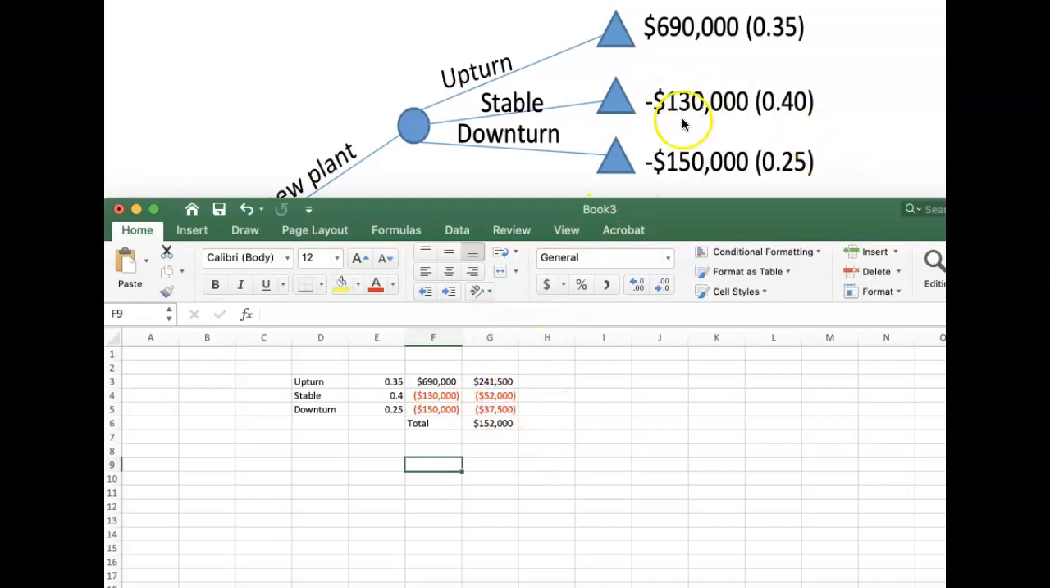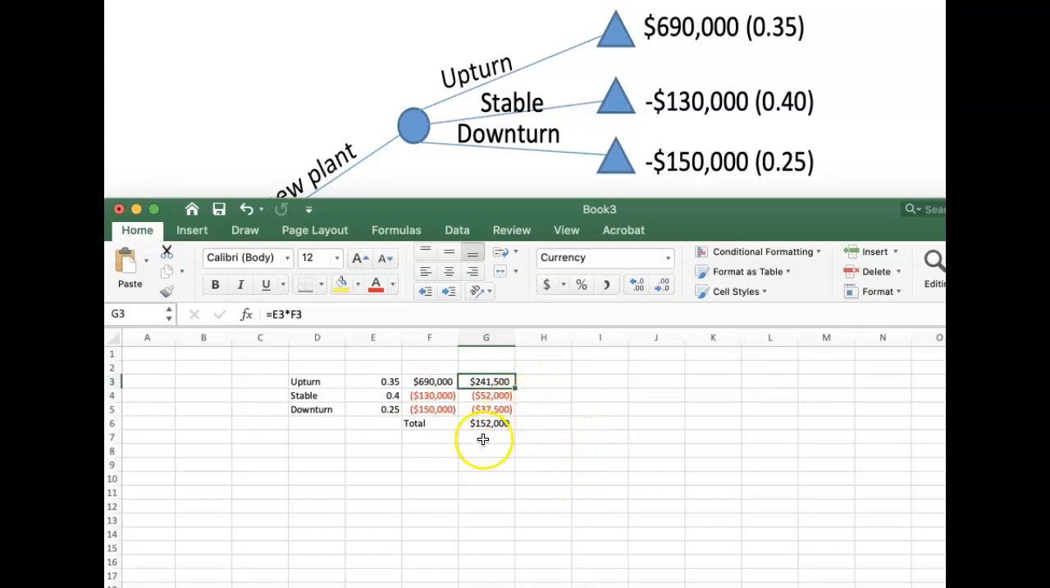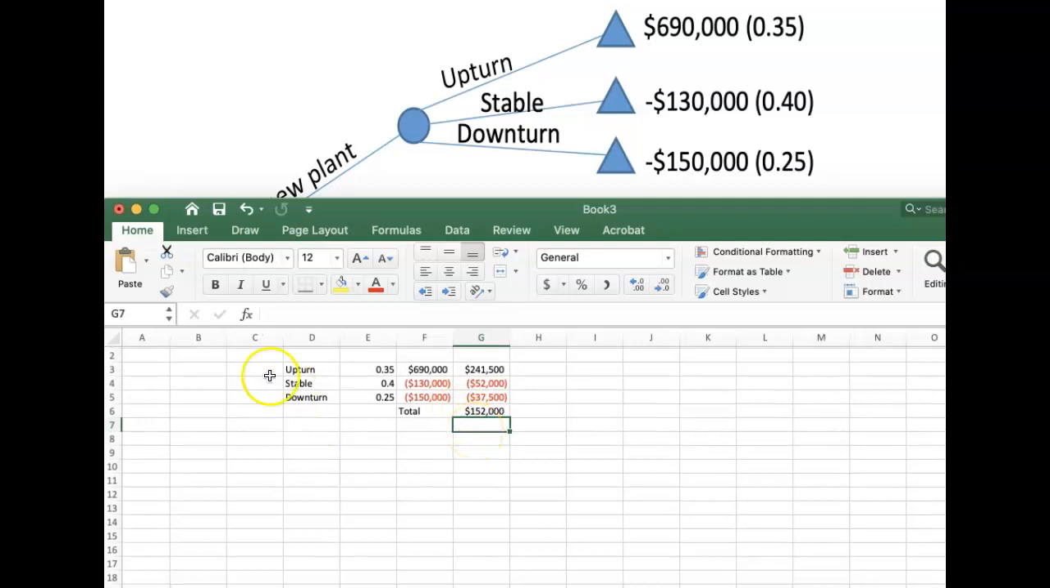25%. These numbers, if in real life, I would probably just take the average of these and say that there was a 65% chance that we would lose money. But there was a 35% chance that we would make 690,000 if the economy did well. So taking here and looking at this, all I did was I took the 690,000 and I multiplied it by the probability 35%. And it came to 241,000. And then I did the same thing with the negative numbers, and I came out that I would have a positive 152,000.